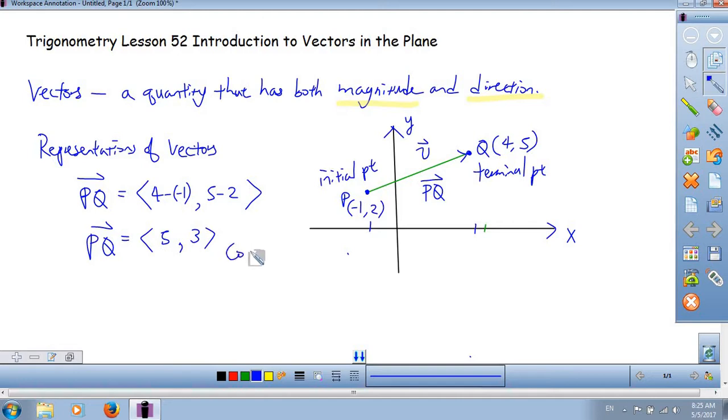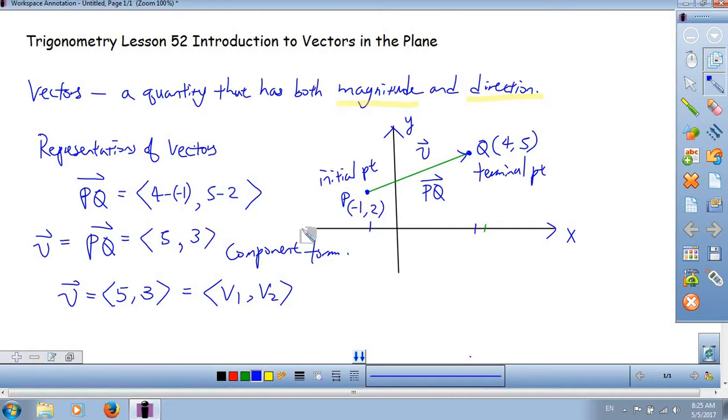This is called the component form of a vector. If I say vector V is equal to PQ is equal to <5, 3>, I can also say vector V is equal to <5, 3>. I can also say that this is my components V1 and V2. Sometimes we also use V1, V2 instead of X and Y to represent the components.